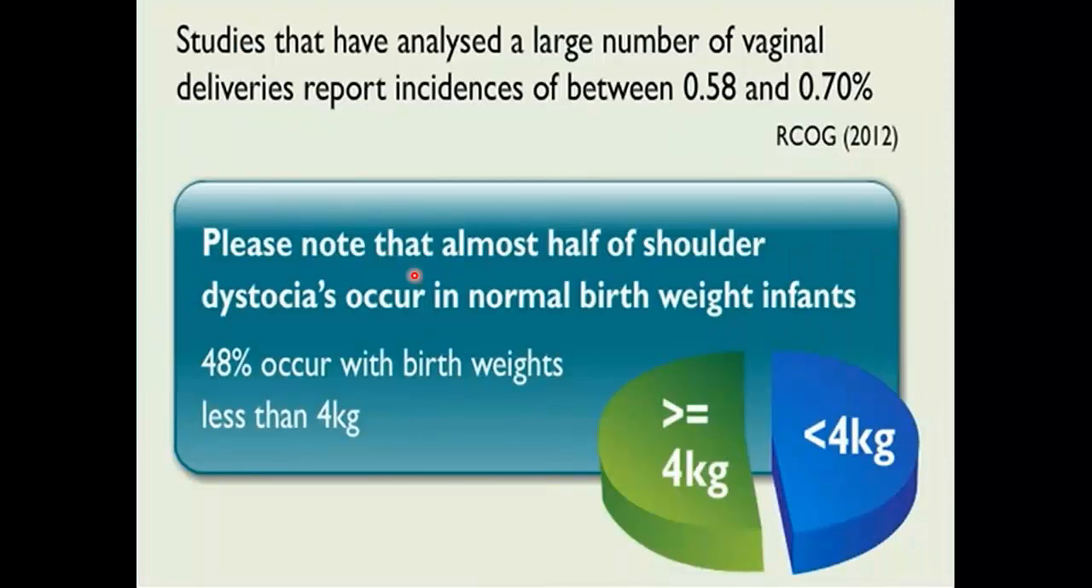Please note that almost half of shoulder dystocia occurs in normal birth weight infants. 48% occur with a birth weight less than 4 kilograms. This is very important because macrosomia is a risk factor for shoulder dystocia, but about 48% of shoulder dystocia can occur in infants with normal weight, less than 4 kilograms.